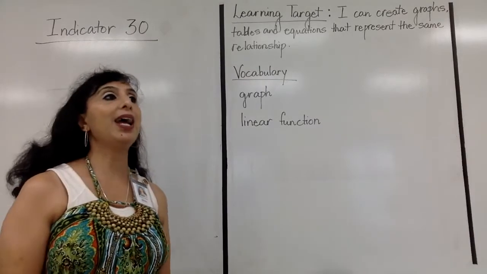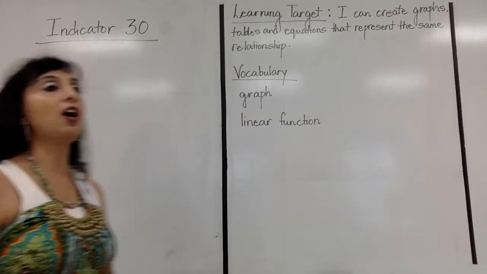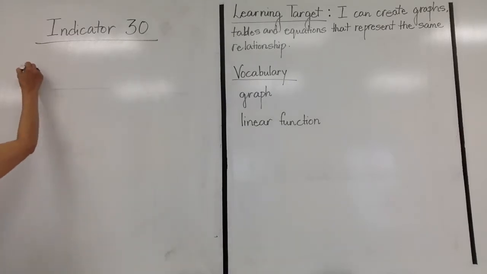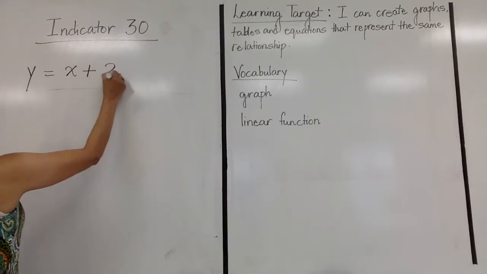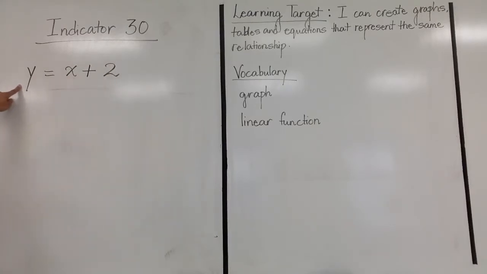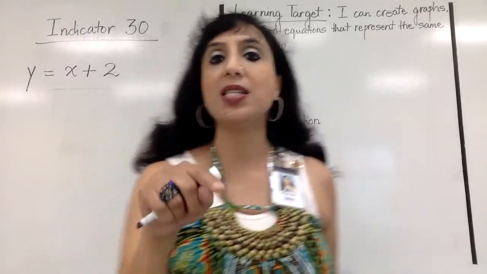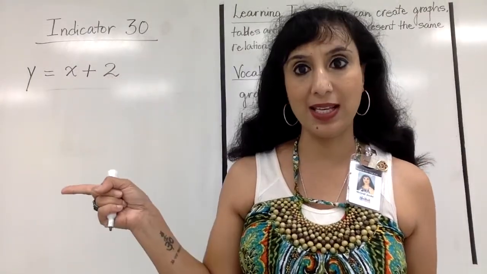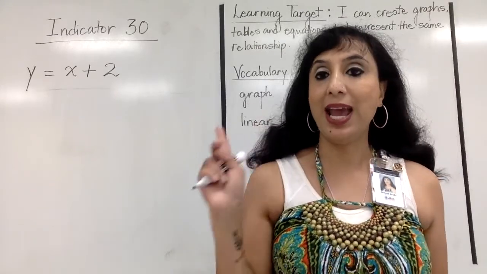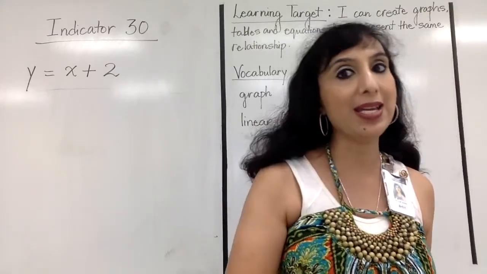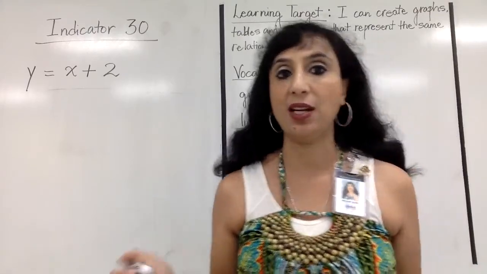Let's say I give you a function rule of y is equal to x plus 2. Please remember, y is your dependent variable because it depends on what x is. So x is independent, y is dependent. x is the input, y is the output. Do not forget this from the previous lesson.